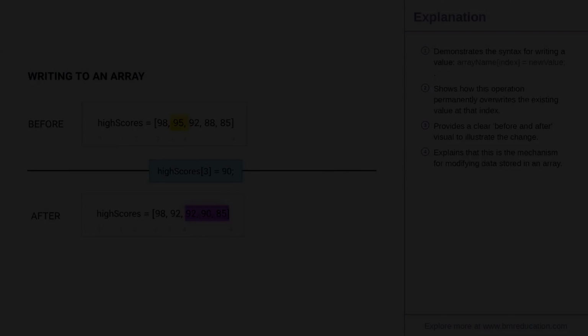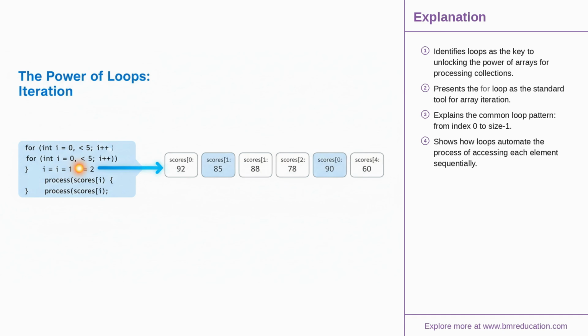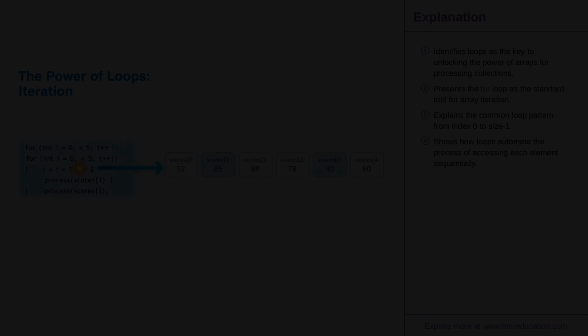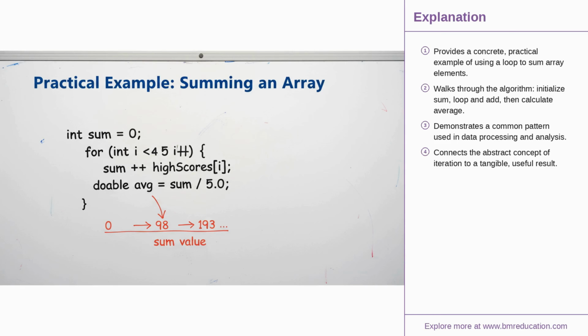By using a loop counter that goes from index 0 up to size minus 1, we can automate processing for arrays of any size. Let's see a practical example, calculating the average of our high scores. First, we'd use a loop to sum all the elements. We initialize a sum variable to 0, then loop through the array, adding each highScores[i] to the sum. After the loop, sum holds the total. We can then divide by the size to find the average. This is a classic and powerful array algorithm.